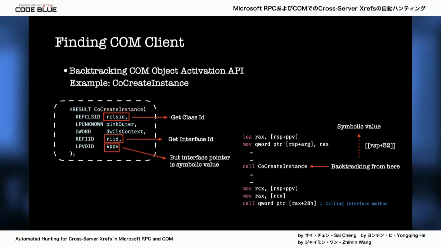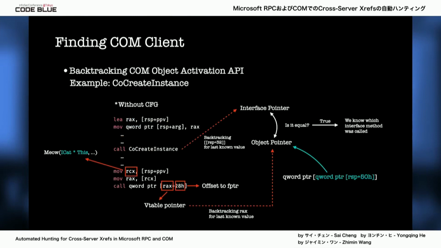Compared to searching for RPC clients, finding COM clients is a real challenge. The most difficult problem is how to know where the interface methods are called. When the client calls the object activation API, like CoCreateInstance, you can use backtracking to easily find the COM class ID and interface ID, but the value of the interface pointer returned is determined at runtime and may point to heap memory. If you backtrack, you will only get a symbolic value such as [ESP+8]. In general, it is difficult to know when the interface pointer is accessed because all calls to methods are indirect.